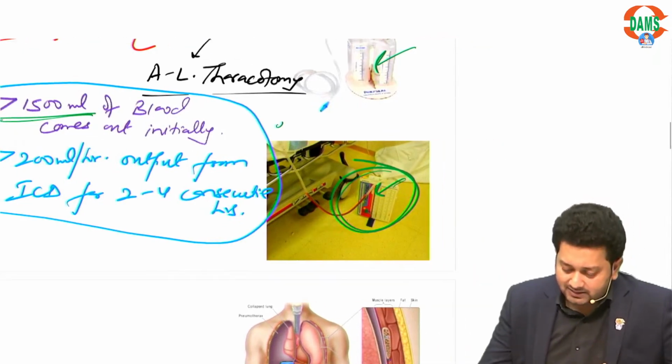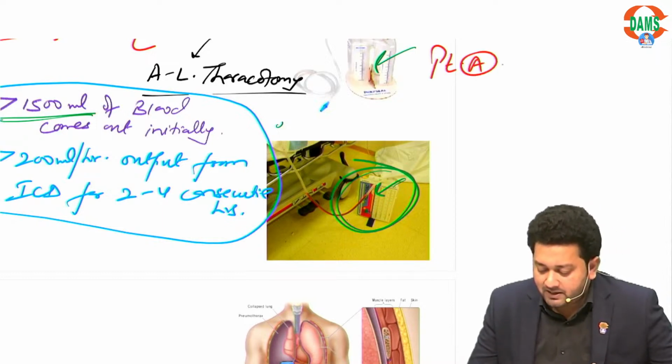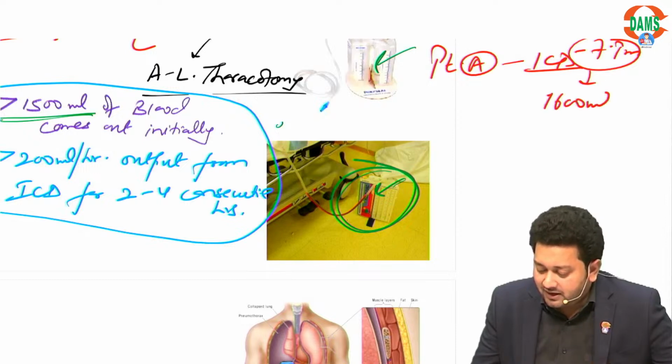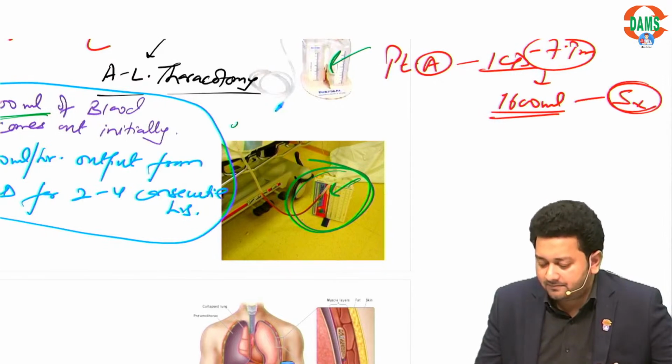Let's take this as an example. There is a patient A. The patient A comes, you put ICD at 7 p.m. The moment you put ICD, 1600 ml blood comes immediately. You have to go for surgery.